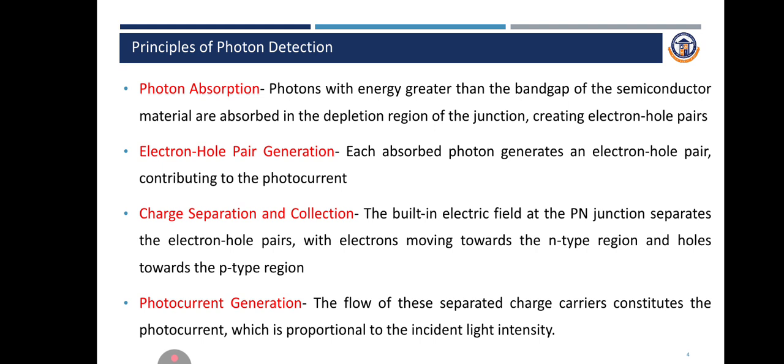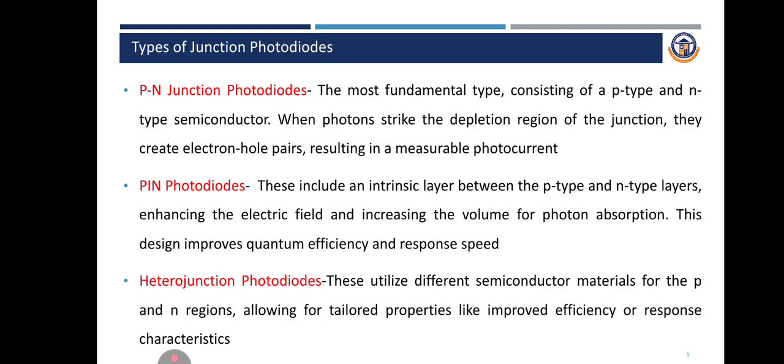As I said earlier, electrical energy is produced whenever light is incident in the form of photons. The built-in electric field at the PN junction separates the electron hole pairs in the charge separation and collection. Whereas in the photocurrent generation, the flow of these separated charge carriers constitutes the photocurrent, which is proportional to the incident intensity. Whenever the light intensity is high, the photocurrent will proportionally be high.